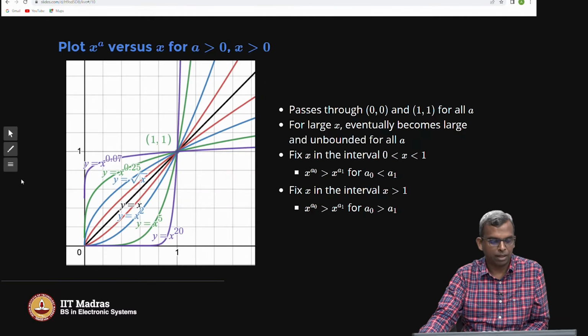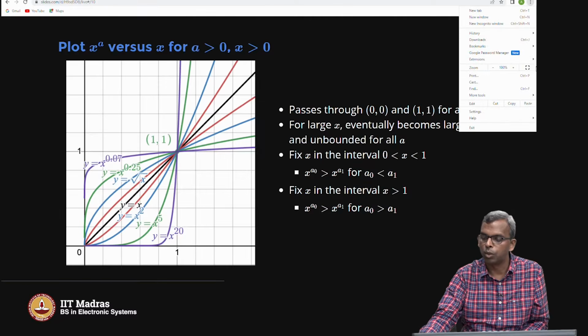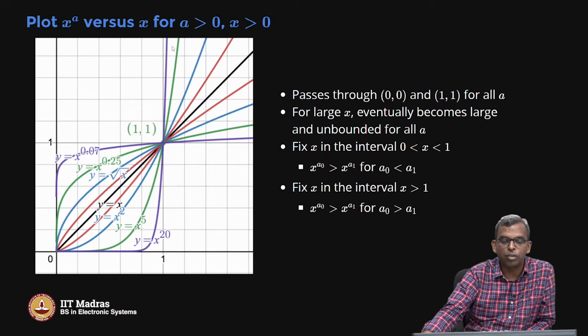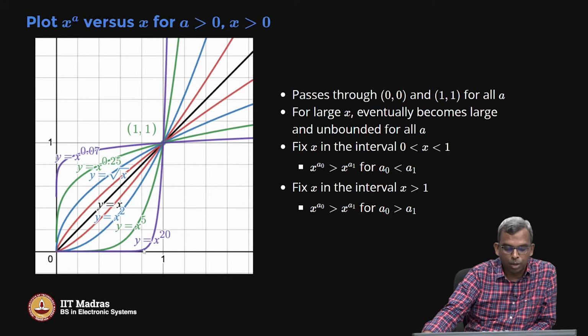So let me come back to the screen here, the presentation, and then go maybe into full screen. Okay, so what I've done here is I've done all these different Desmos plots for different values of a. You can see the purple one down below is y equals x power 20, and then I have y equals x power 5, then y equals x squared, then the black one is y equals x. The red one is not labeled, it is some x power, I think 1 point something. And then above y equals x, you start seeing the case of a being less than 1. So you have root x, which is x power 0.5, then x power 0.25, then x power 0.07.